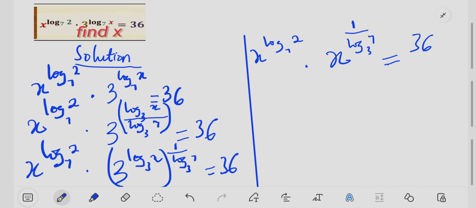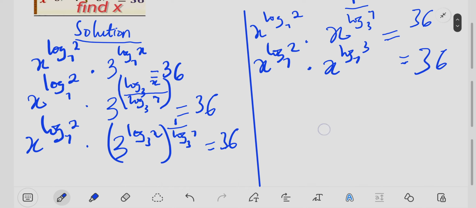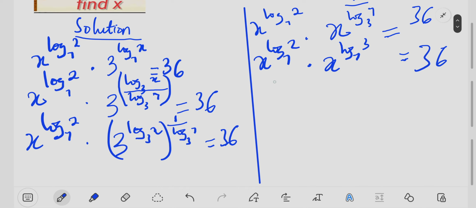So from here we can still write it as that. Then we want to change this base back to base 7. Okay, so that's going to give us x raised to the power log to the base 7 of 3. I don't want us to go through the procedure, but if you go through the procedures, you're still going to get that. Okay, so to multiply two terms of the same base, what do we do? We add their exponents, right?